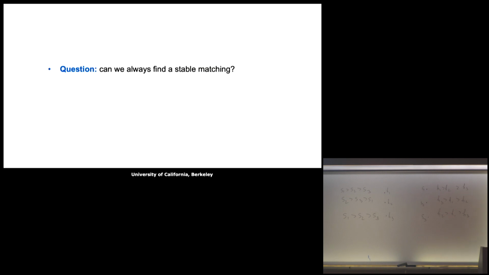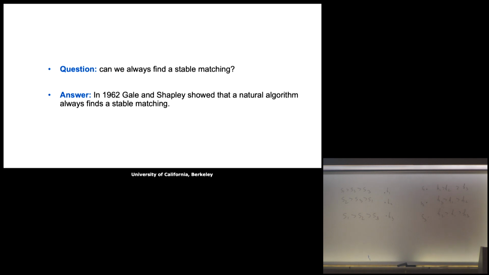Now, a natural question to ask is, can we always find a stable matching? Here we have a problem instance, the one I showed you before, but maybe there's something magical about this problem instance. Maybe that's why we were able to find a stable matching. A natural question is whether we can always do this. And in 1962, Gale and Shapley showed that a natural algorithm, which we will see on the next slide, always finds a stable matching, regardless of the problem instance. So this is a beautiful result. It's a constructive result. They offered an algorithm that always produces a stable matching. So that also shows existence of such a stable matching.